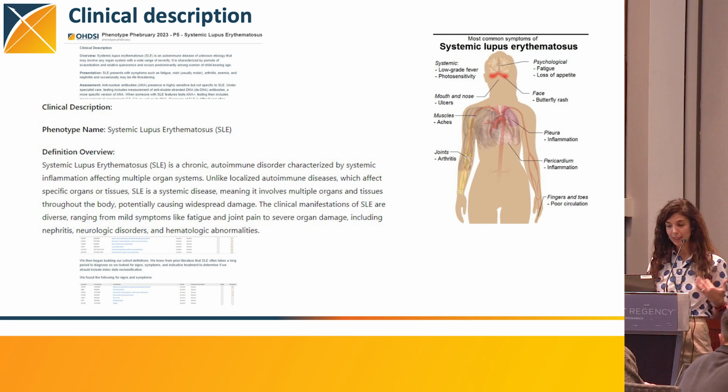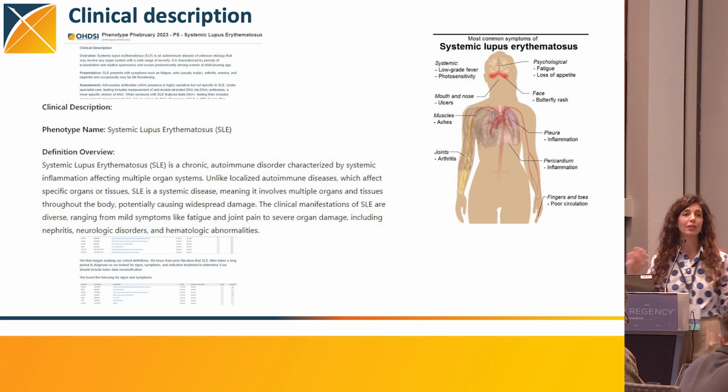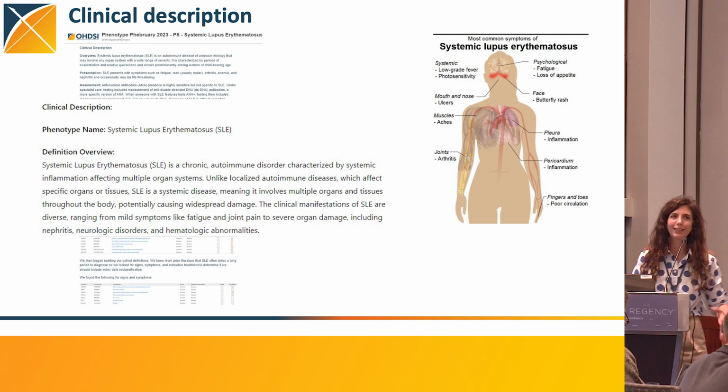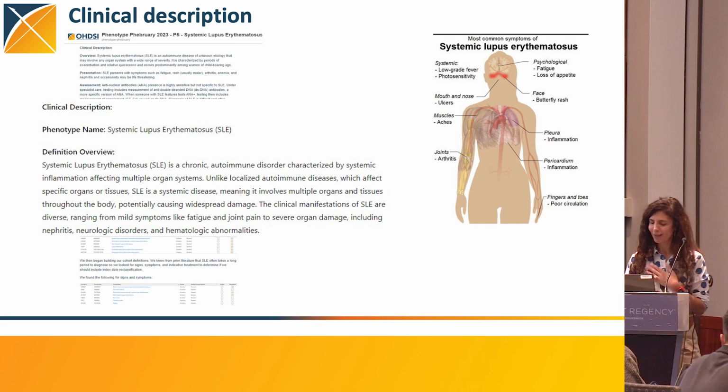The clinical manifestations of SLE are diverse, ranging from mild symptoms like fatigue and joint pain to severe organ damage, including nephritis, neurological disorders, and hematological abnormalities. So it's an autoimmune disease that can hit anywhere in the body and have multiple manifestations, and that's a representation of the disease. So now we have this mental image of what we're looking at. Not very pretty, but diseases are not pretty.